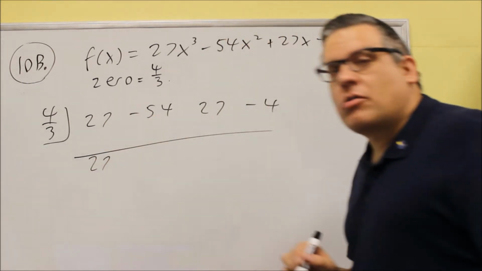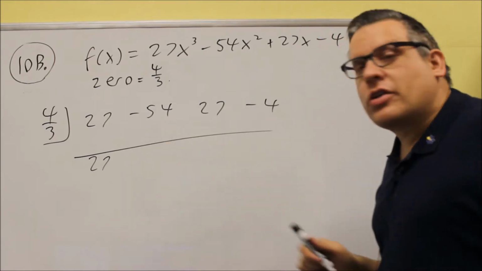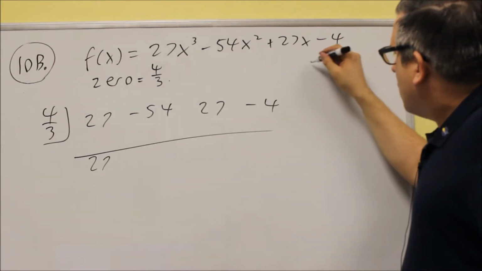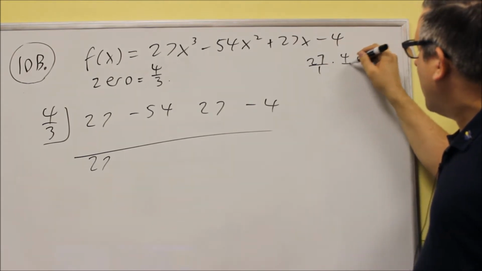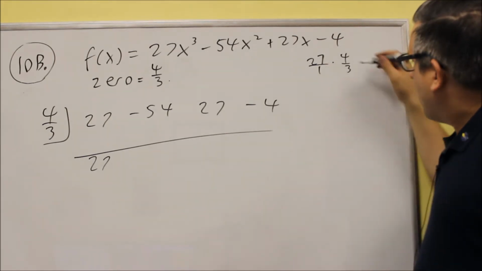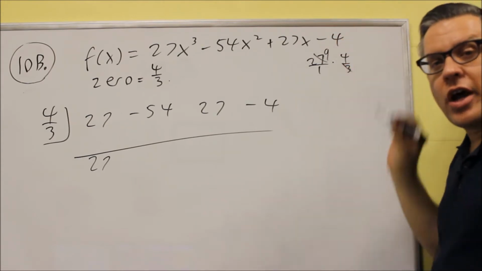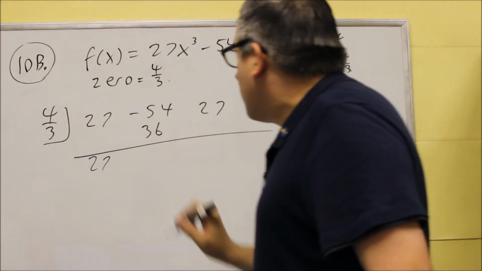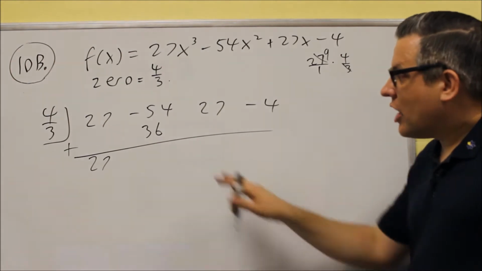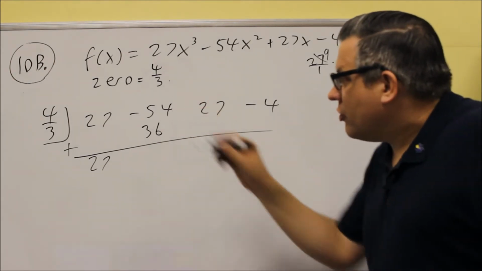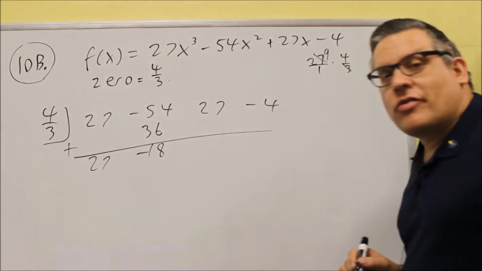27 drops straight down. We're going to multiply 27 by 4/3. The number is going to go underneath in the next column. To do that, you take 27 over 1 and multiply it by 4/3. The 3 will reduce with the 27 and leave a 9 up there. And then you have 9 times 4, and so you get 36. When you do synthetic division, you're always adding. So you're going to do negative 54 plus 36. That's going to give you negative 18.